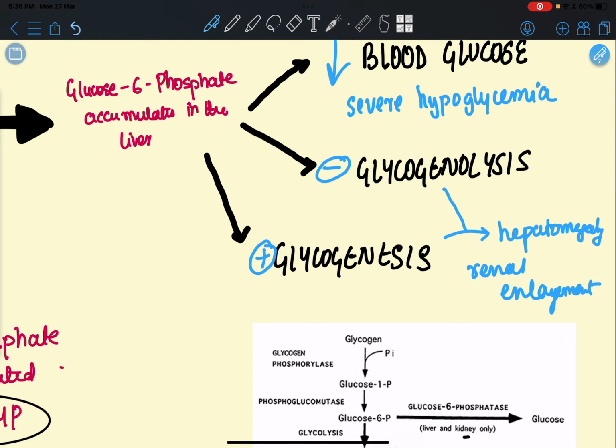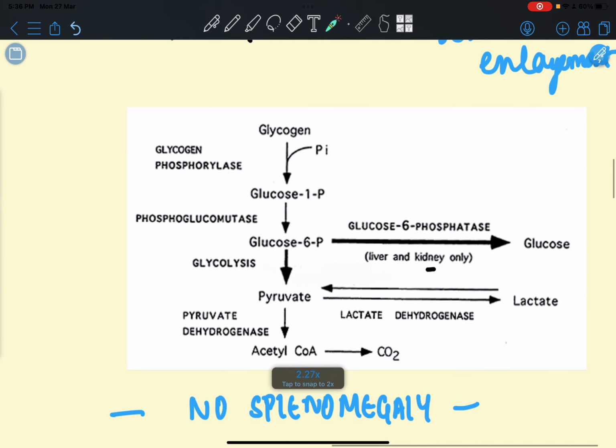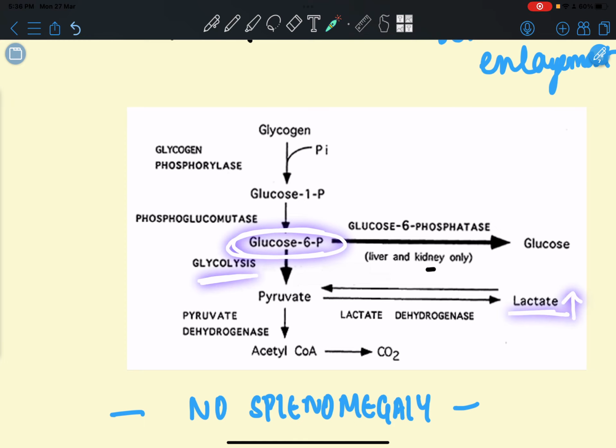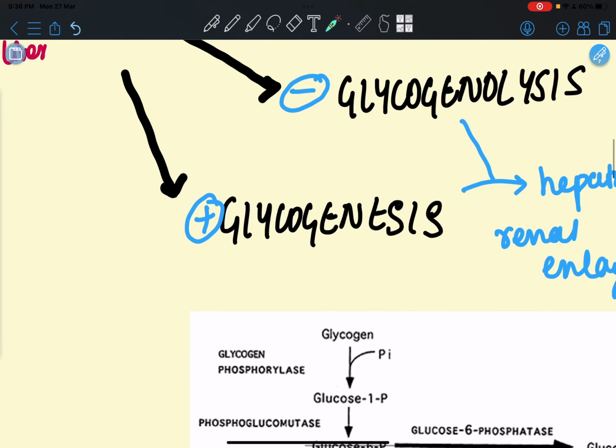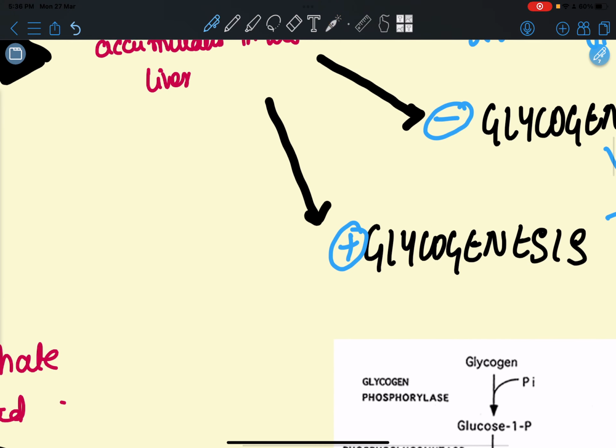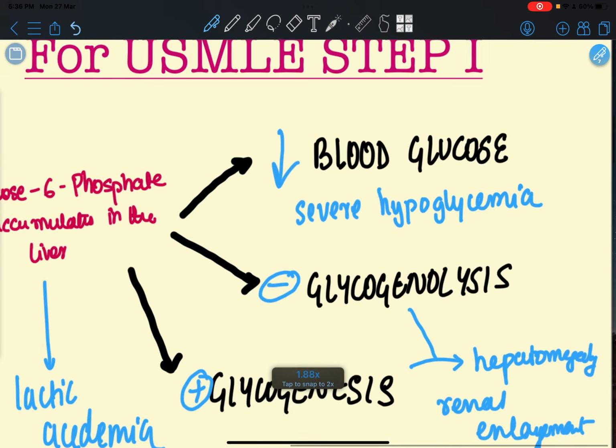Now one more thing which we see in this diagram is increased glucose 6-phosphate is causing increased glycolysis, leading to more lactate. That is one thing that is causing lactic acidemia. So I'm definitely going to write that down here, lactic acidemia. But as I said, we'll come back to this hypoglycemia.